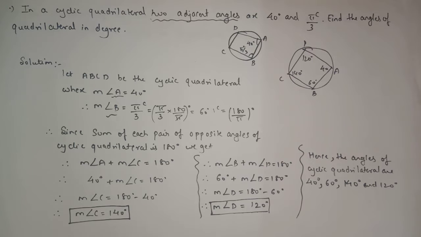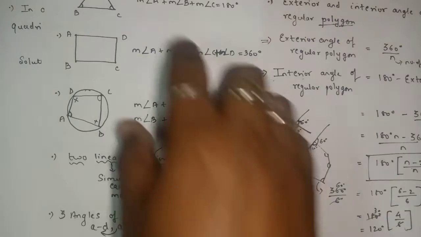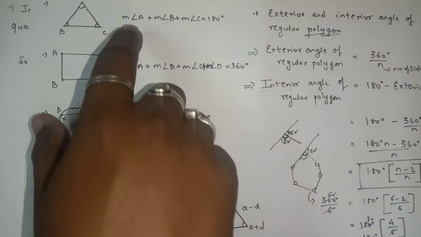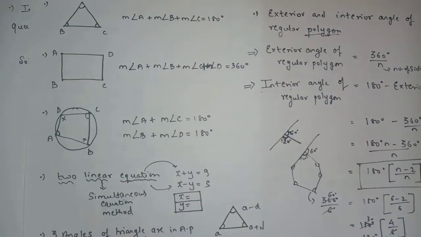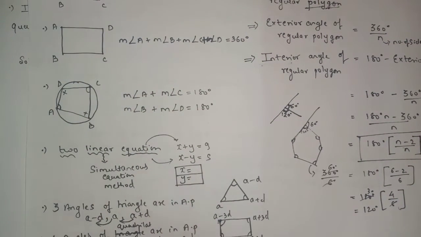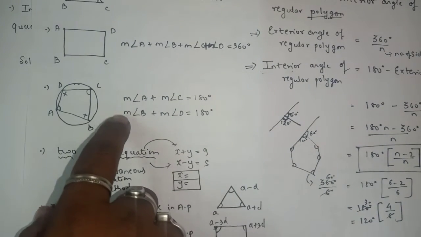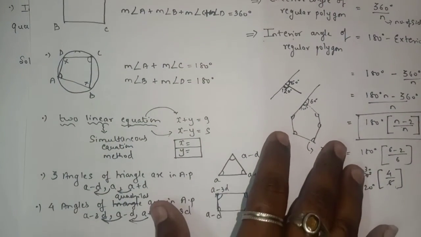I hope you all understood the sum based on the cyclic quadrilateral. So let's move on to the next sum. As I told, we'll take two examples based on each type. As we took some examples based on triangles, some based on quadrilaterals. In the last lecture we saw two sums based on how to frame a linear equation and how to find the answer of x and y. Today we saw the sums based on the cyclic quadrilateral.